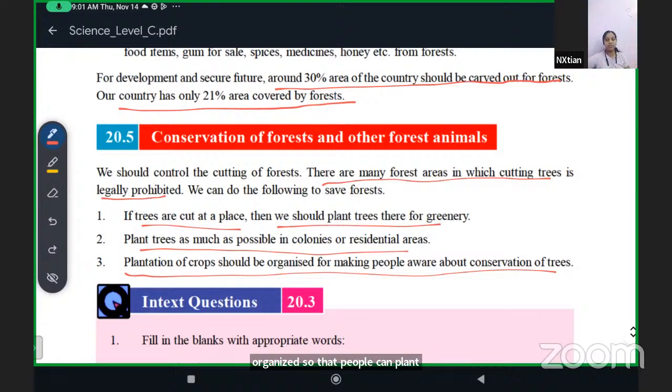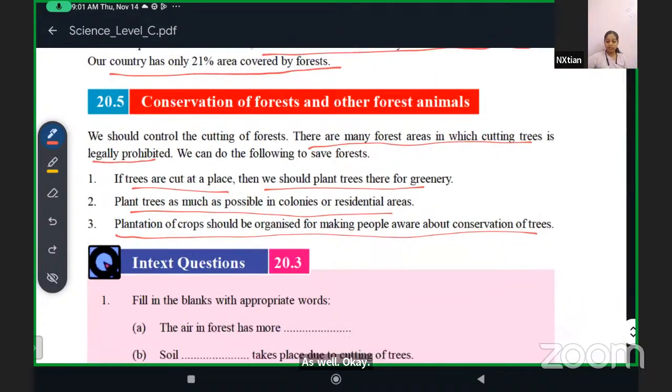Government should make such rules and regulations so that the cutting of trees can be stopped. All of these measures you can add. Once three measures are given, you can add more measures to it by yourself as well. Okay, so with this we have finished this chapter.